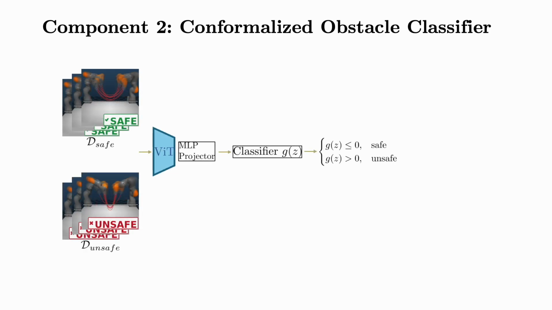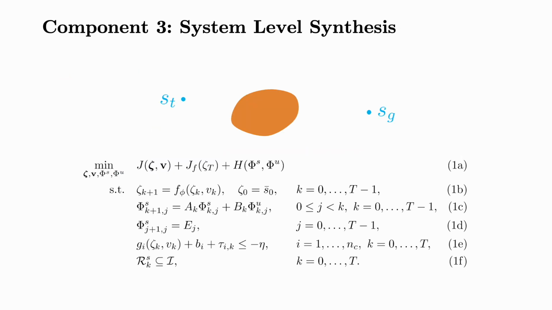Second, we learn a latent obstacle classifier. Safe and unsafe observations are labeled from task constraints encoded into latent space and used to train a classifier. We use conformal prediction to calibrate the classifier threshold and provide conformalized constraints, giving us a conservative latent safe set for planning. Third, we use system-level synthesis for robust MPC.